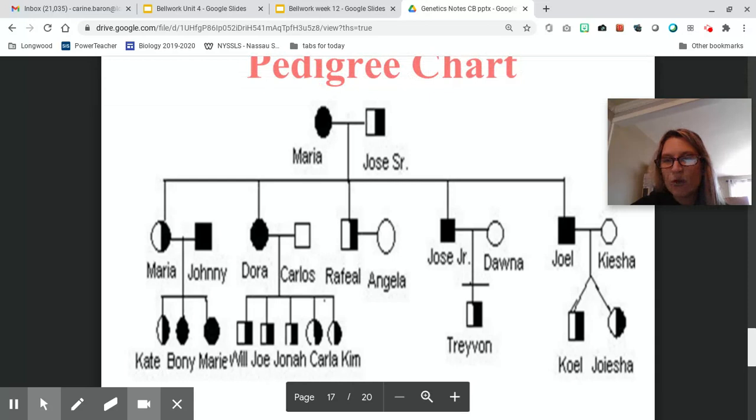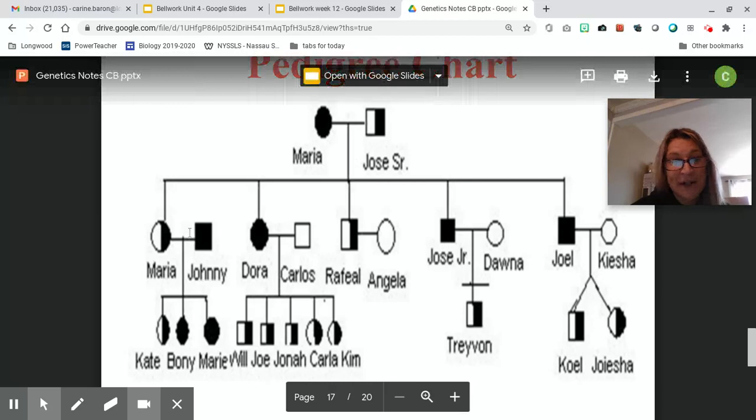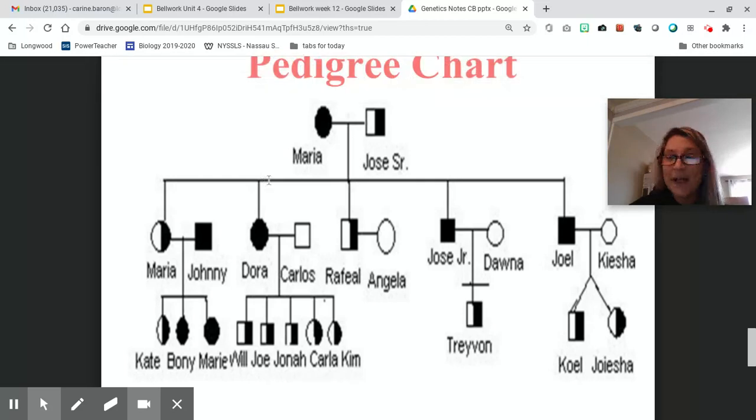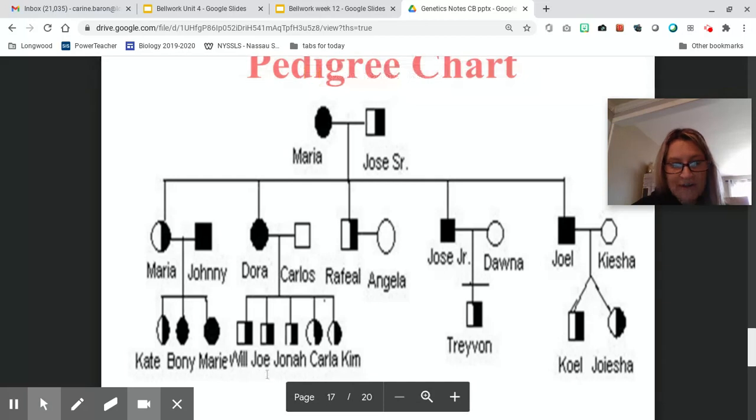All right, so let's see if you can tell me, who is Kate's grandmother? Okay, I hope you said Maria. Maria is Kate's grandmother. Now, Maria is also the name of her mom, so not to be confused there, but this Maria is her grandma. Okay. How many brothers does Joe have? Joe has Will and Joe has Jonah, so he has two brothers.